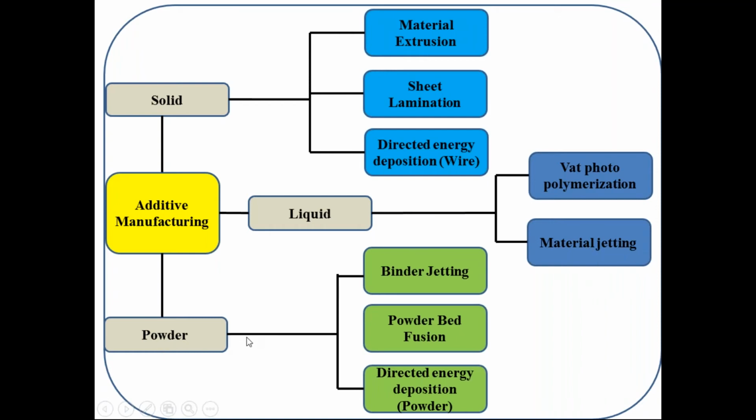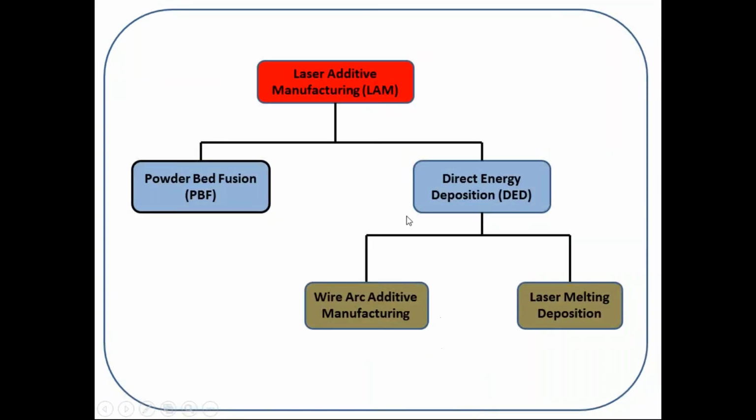Coming to powder, in binder jetting we use powder as the raw material. As well as in powder bed fusion, we use powder as raw material. In direct energy deposition, we also use powder as raw material. Laser additive manufacturing is mainly classified into powder bed fusion and direct energy deposition. Direct energy deposition is further classified into wire arc additive manufacturing and laser metal deposition.